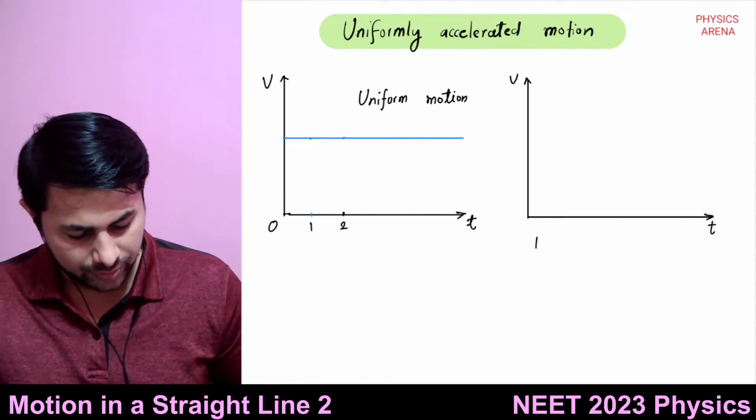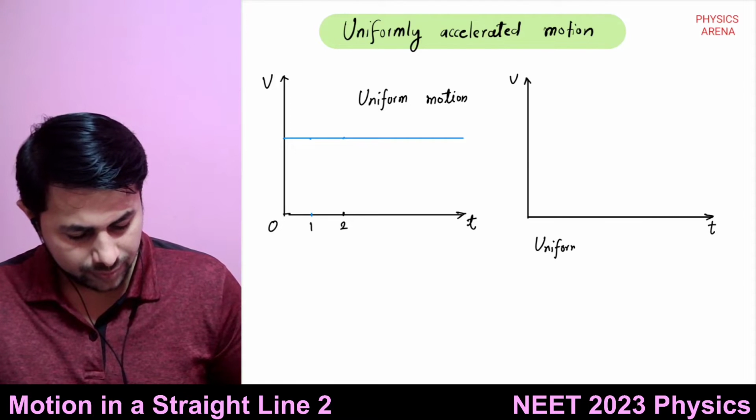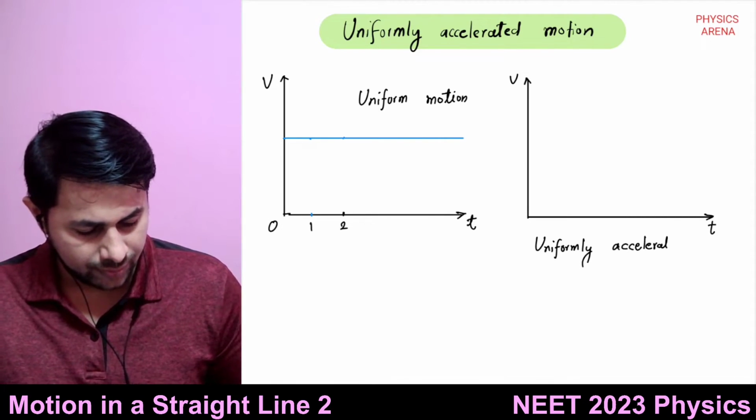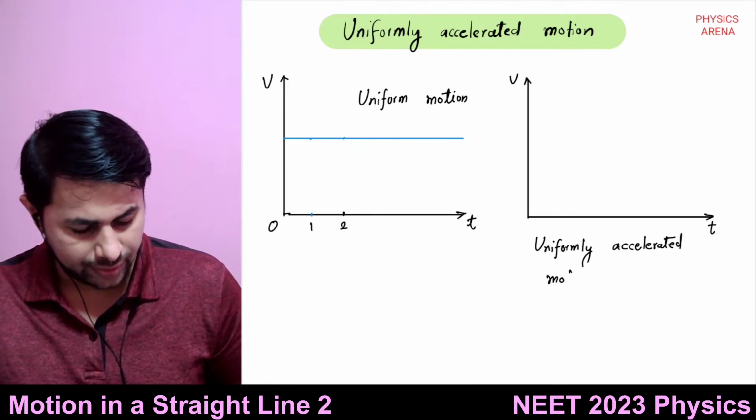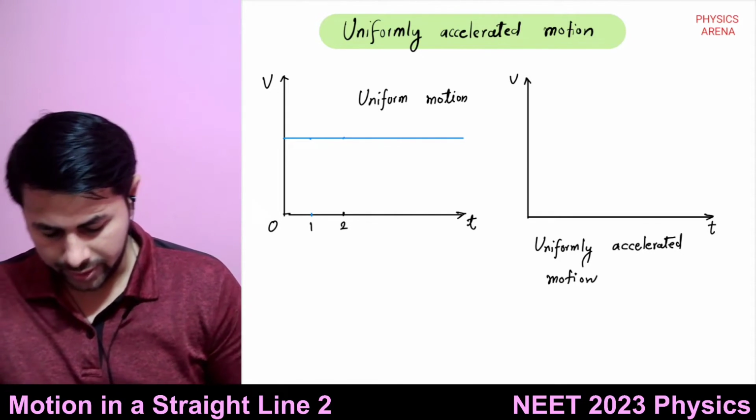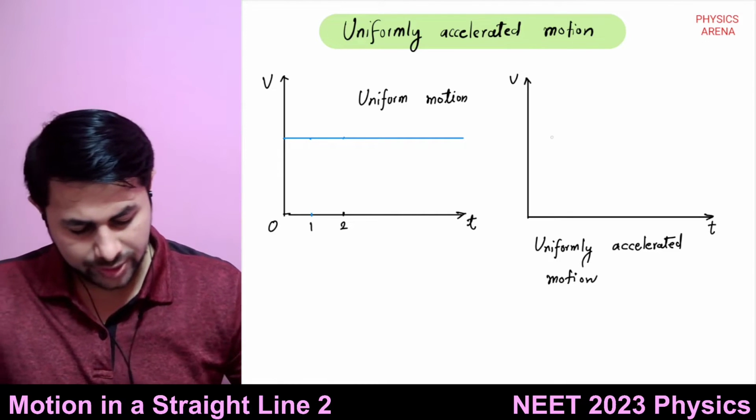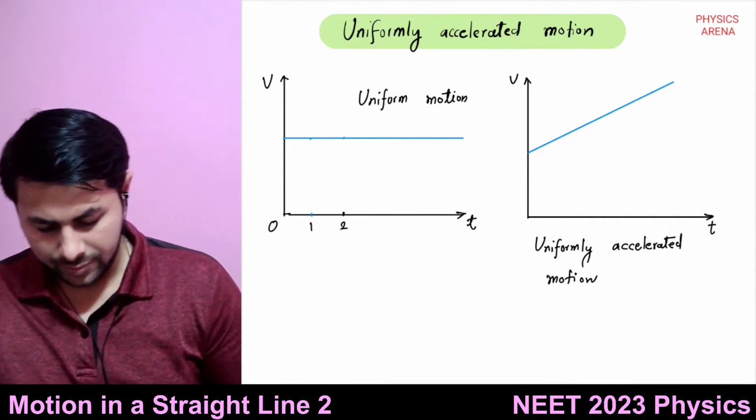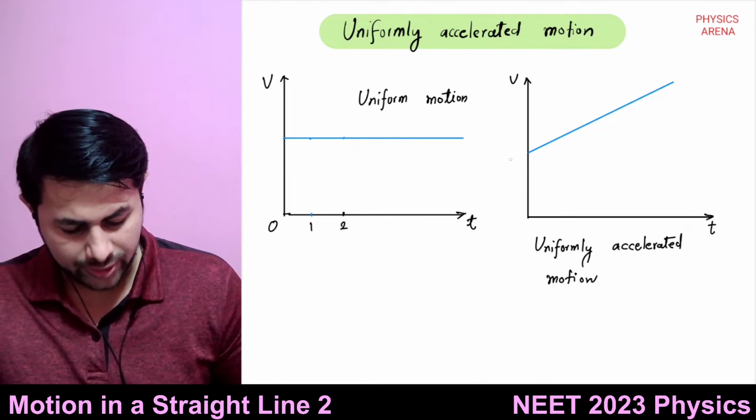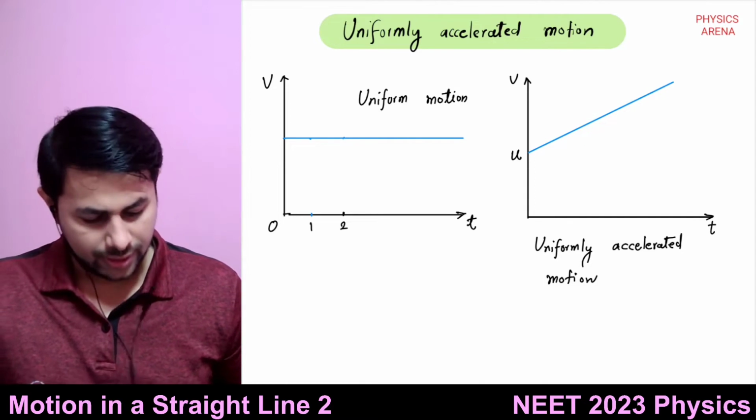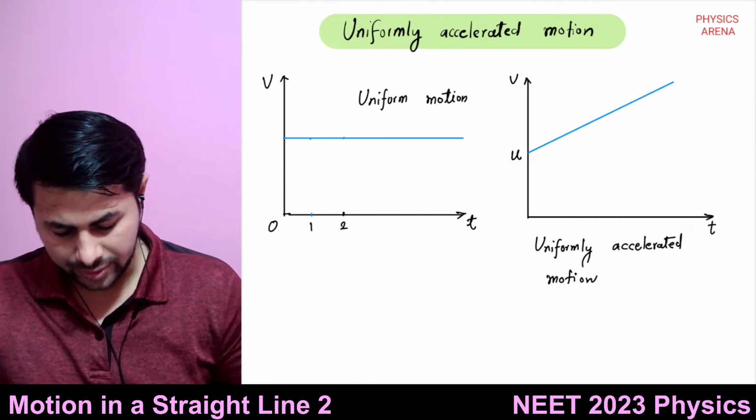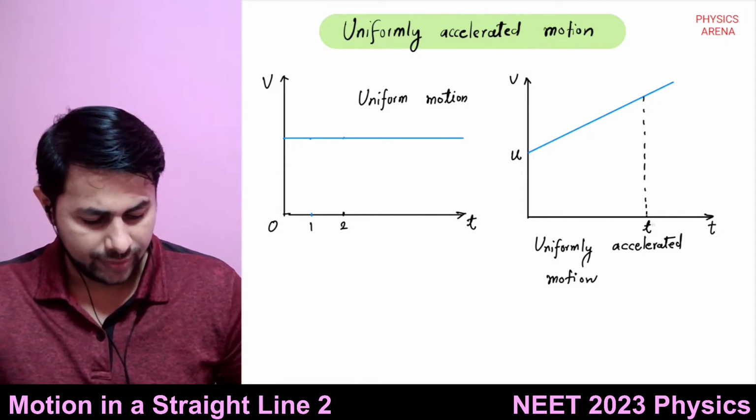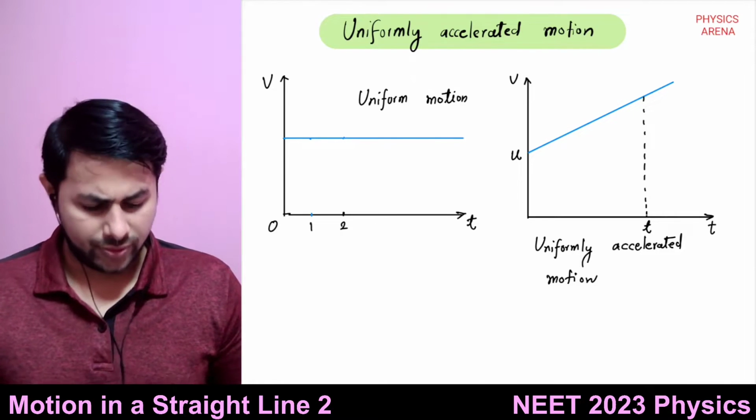So this is uniformly accelerated motion. The graph of velocity versus time will look something like this. This is the initial velocity, let's call it u. At some time t, let's say at this time t, the velocity becomes v.